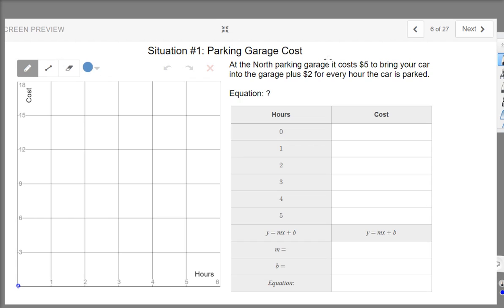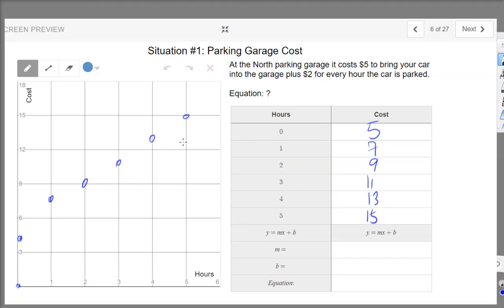So it looks like I have to pay $5 to bring my car into the garage. So if I'm there for 0 hours, I pay $5. If I'm at the parking garage 1 hour, I'm going to pay $2 more. So that's 7, and plus $2. So every hour I'm adding 2 plus 2 plus 2 plus 2, and at the 5th hour I'm going to pay $15. So now I can plot my points.